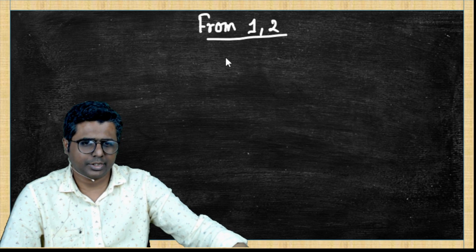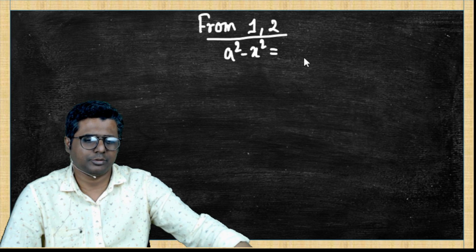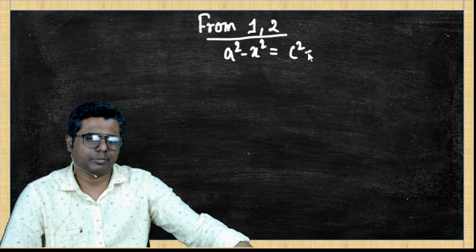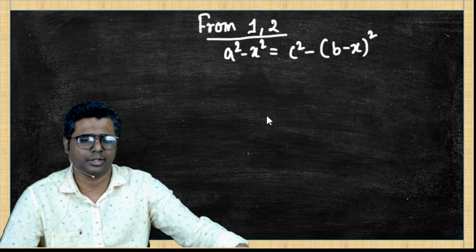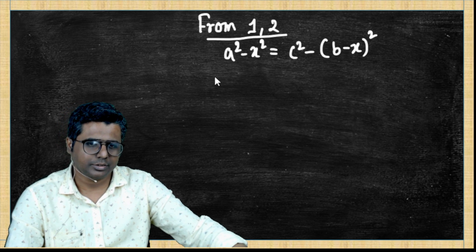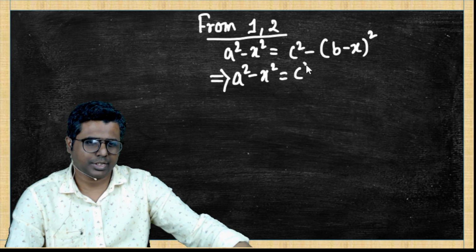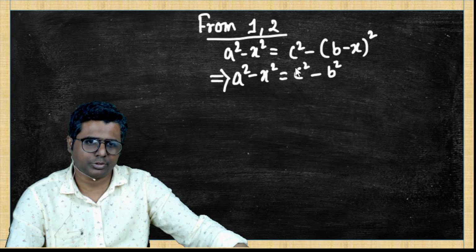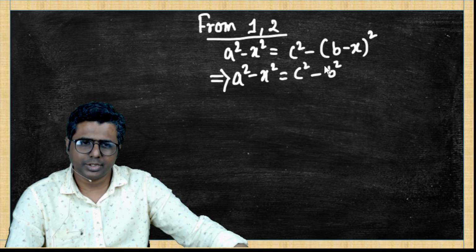What can I write? I can write a square minus x square is equal to c square minus (b minus x) square. Please do it along with me, otherwise you will not learn. From here I am going to expand, so you are learning expansion also over here: c square minus b square. Please take your time, I am just jumping one step over here, there is no need to jump. Create one bracket and expand it. Okay, I'll do that for you.